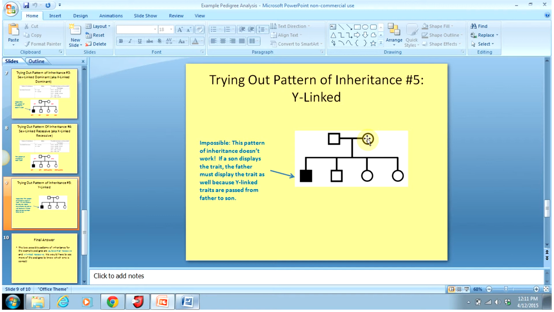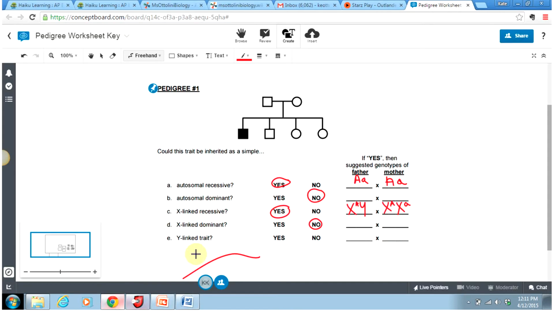Our other trick is if a son shows the trait, his father had to show the trait because the son inherited the trait from his father. So there has to be alignment between the father and the sons. In this case, the father and this son do not show the trait, but this one does. And that's impossible if it's a Y-linked pattern of inheritance. So we're going to go to our worksheet and we're going to circle no for Y-linked trait.